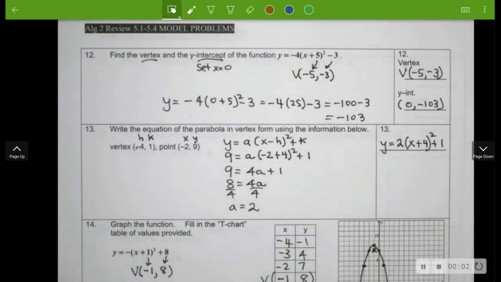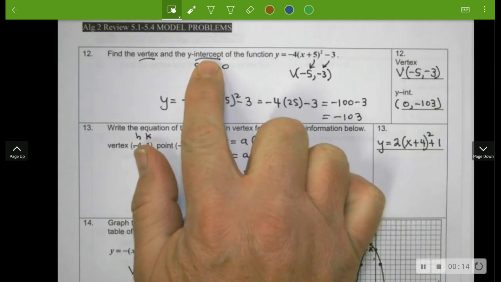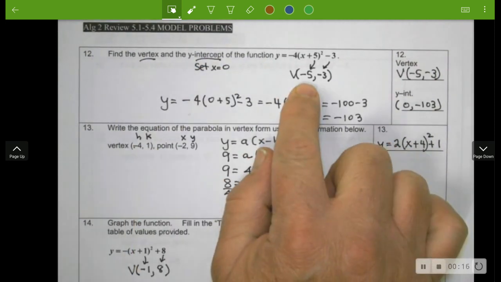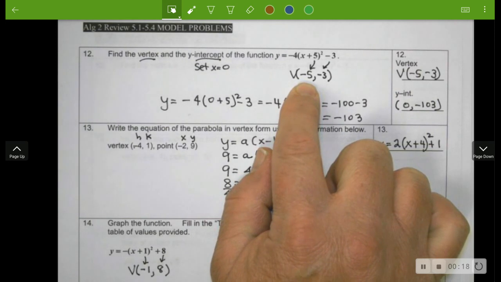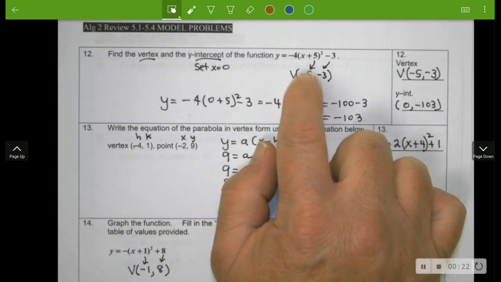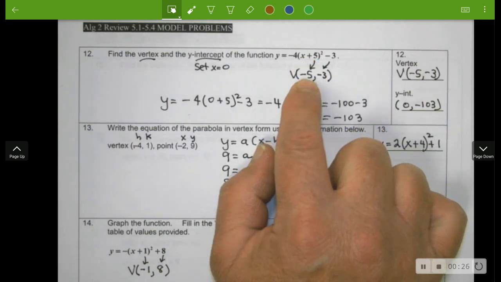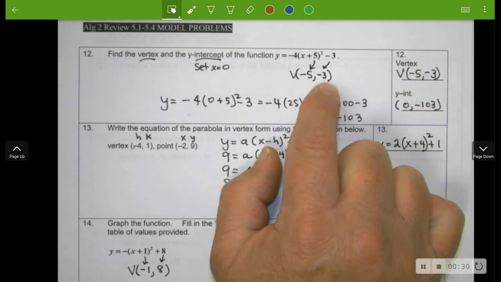Okay, we're back on Algebra 2 review, 5.1 to 5.4, and we're going to start with number 12 here. We're supposed to find the vertex and the y-intercept. Now, the vertex is really easy because this problem is actually given to us in what's called vertex form. The number inside the parentheses is the opposite of h, so you can see I changed the sign of that positive 5 to negative 5, and the k is on the outside there.